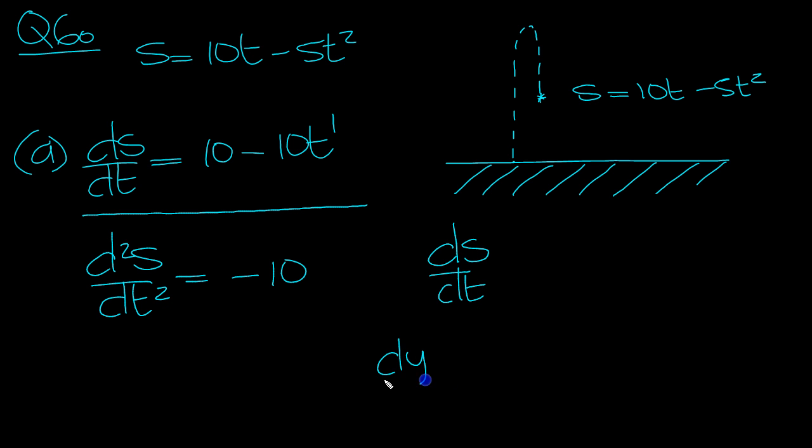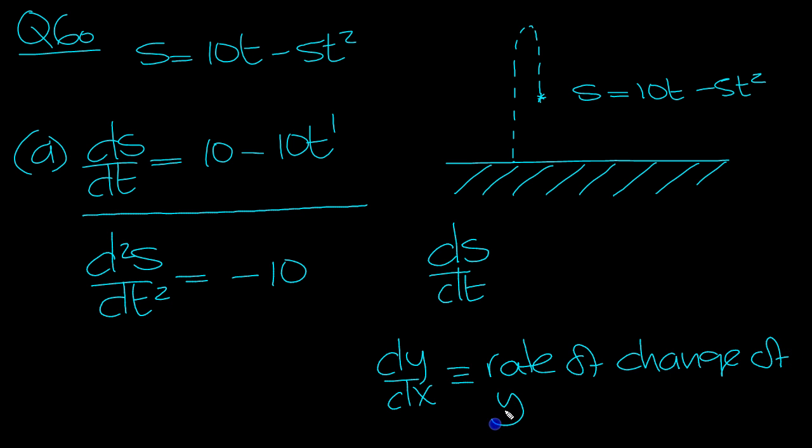Because dy/dx is the rate of change of y with respect to x. So if that was s, it would be the rate of change of s, which is the distance, with respect to x, which is the time. So let's put that in. The rate of change of distance with respect to time.